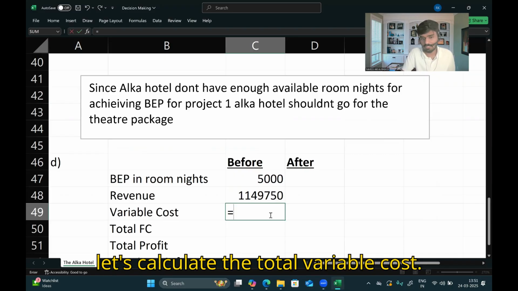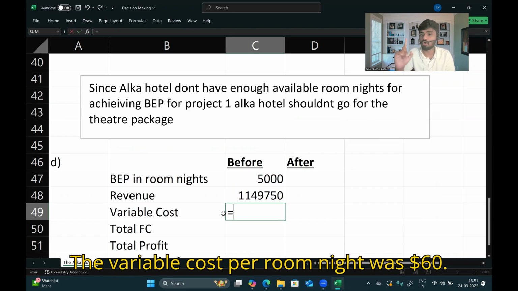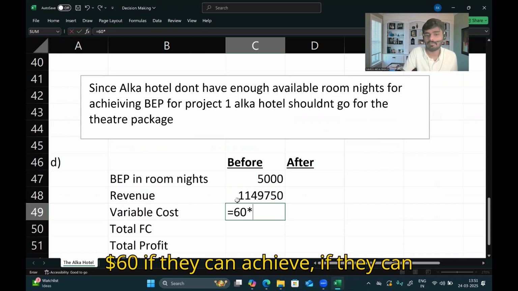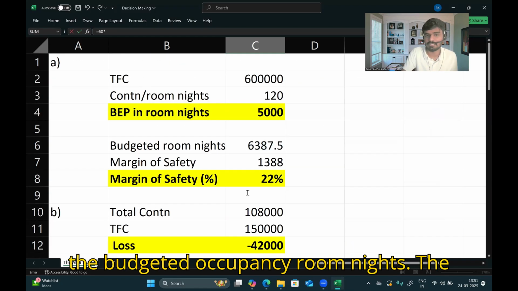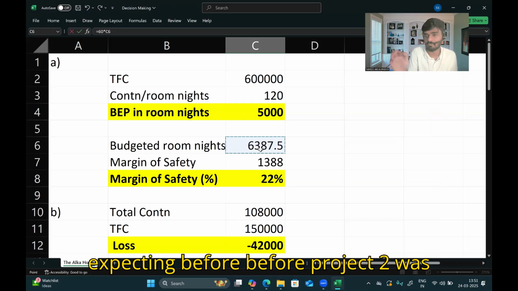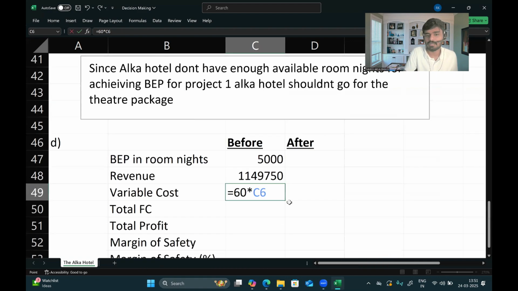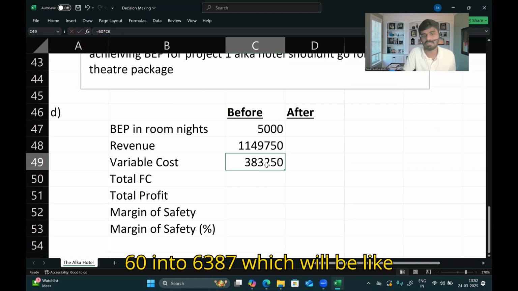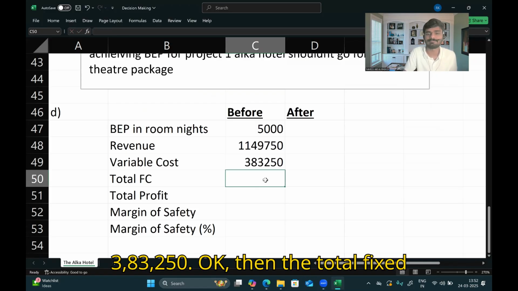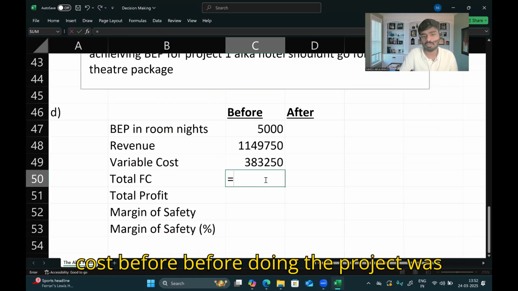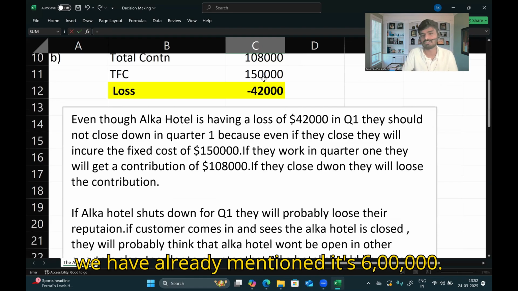Okay, so let's calculate the total variable cost. The variable cost per room night was $60. They are expecting to achieve the budgeted occupied room nights, which before project 2 was 6,387. So the total cost will be 60 into 6,387, which will be $3,83,250. Then the total fixed cost before doing the project, as we have already mentioned, was 6 lakh.